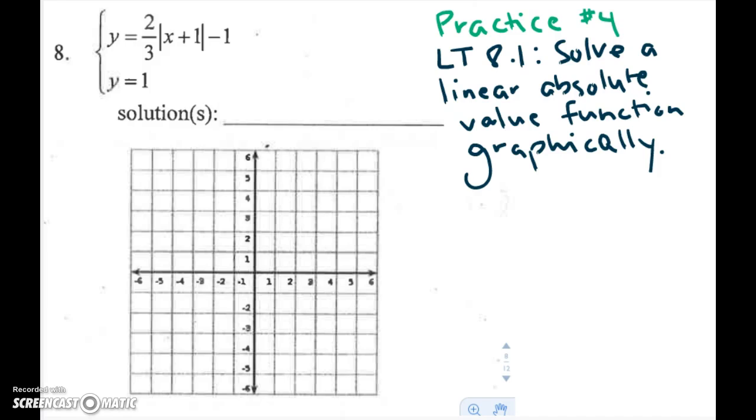What I would like to do with today's video is complete our learning target 8.1, which is I can solve a linear absolute value function graphically. And by the end of today's video, you should understand how to do that after we go through two problems together. The first problem I'm going to go through is a system of equations that you can find in your homework packets. It's problem number 8 and practice number 4.